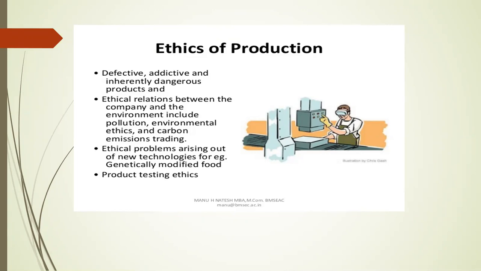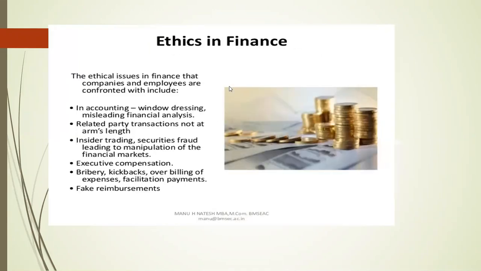If you are doing some genetic modification in the foods, or if you are using some new technology, you must be very sure that it is good for the well-being of society. You need to take care of overall social health and other things. Product testing ethics also you need to take care of. These are some of the key pointers on which you must take good care. And with this, you can think about creating and developing your organization as an ethical organization.